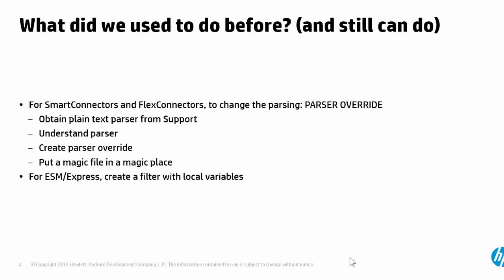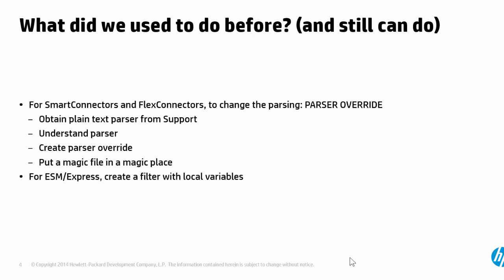In the past, up until well over 12 months ago now, for both smart and flex connectors you would use what's called a parser override, and they've always been a little bit mysterious, because to do a parser override you basically need access to the unobfuscated or plain text parser from support, and that was done on a case-by-case basis because at the end of the day ArcSight connectors are part of our IP, and a lot of work goes into maintaining and building the smart connector framework, so it's not something that's made easily publicly available.